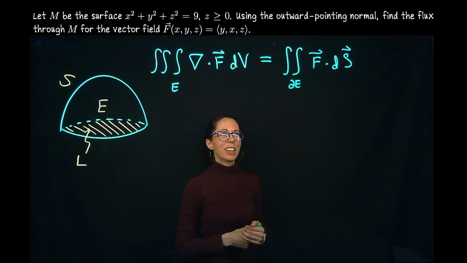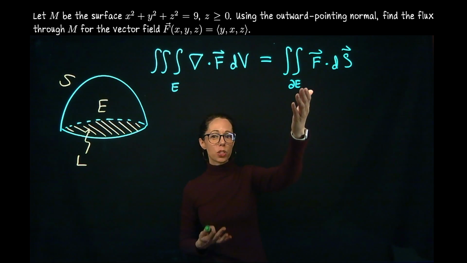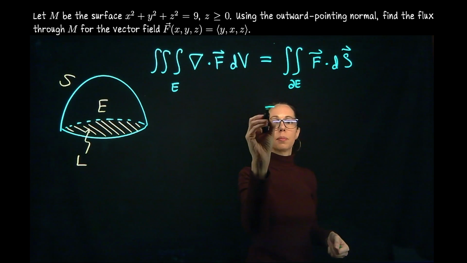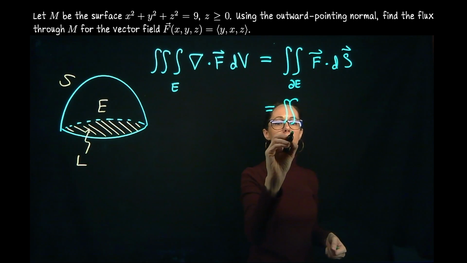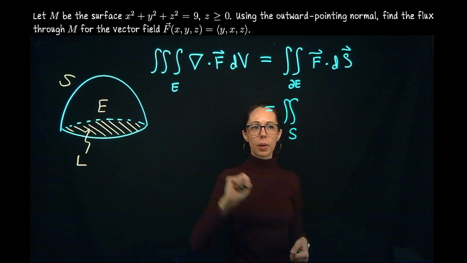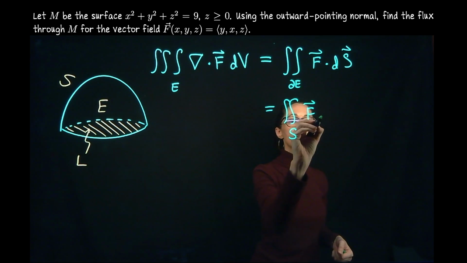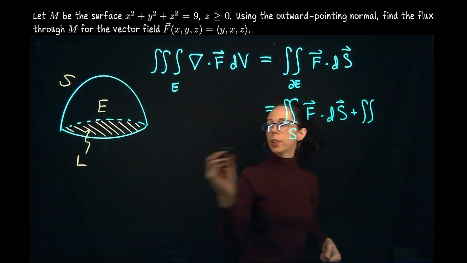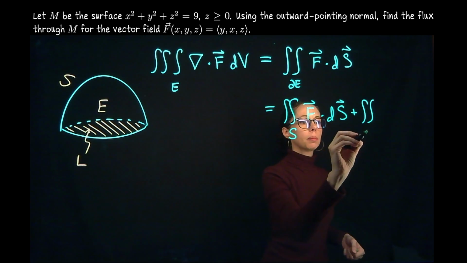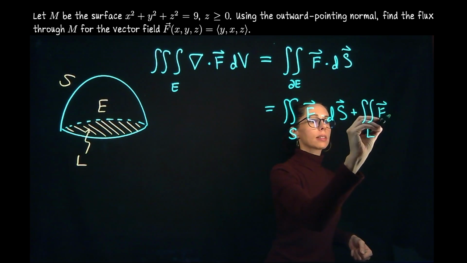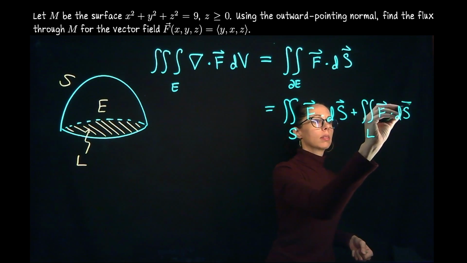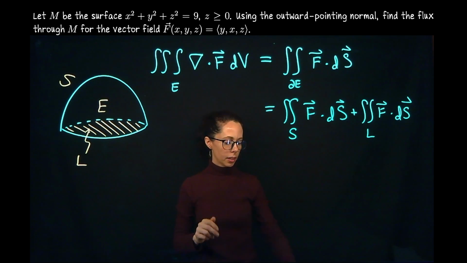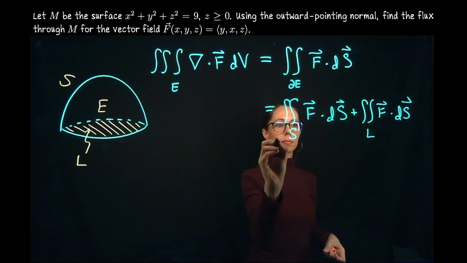Okay, this boundary, though, has two pieces. So the right-hand side turns into the double integral over S, the upper hemisphere, of F dot dS. This is what we actually want to find, plus the double integral over L, which we've just brought into the problem, of F dot dS. Okay, so this is what we want.